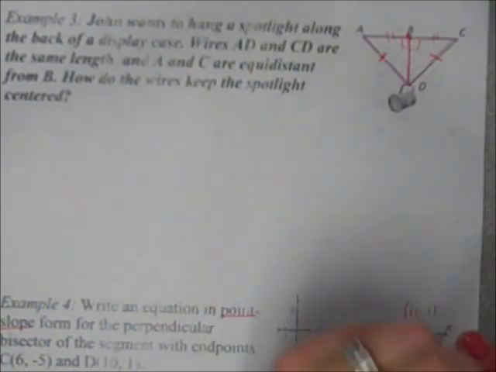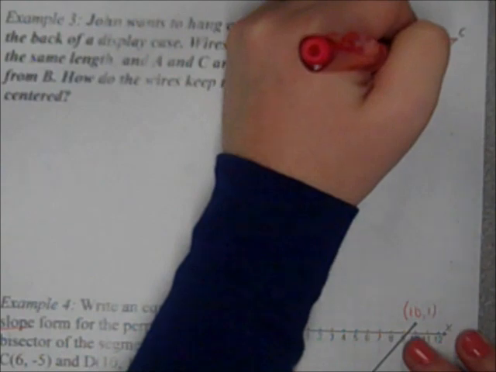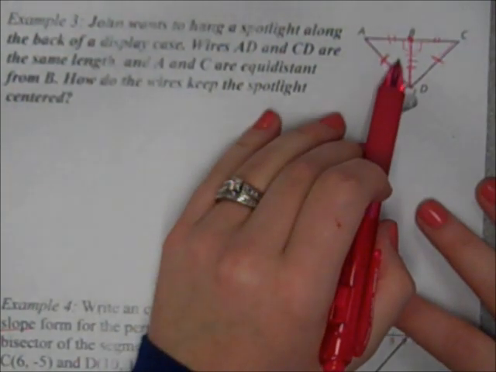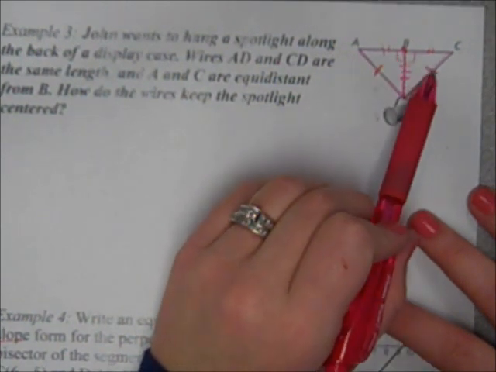I know this side's congruent to this side. I know BD is congruent to itself by reflexive. So I know this triangle over here is congruent to this one over here by side, side, side. That was in last chapter, but none of that stuff goes away. So if these two triangles are congruent, then I can get all the information I need.